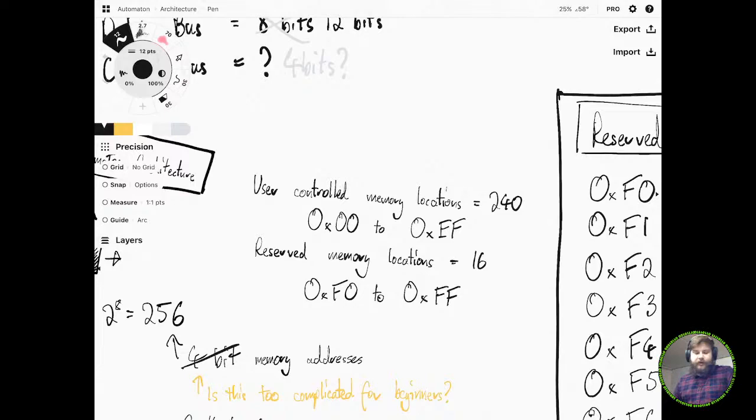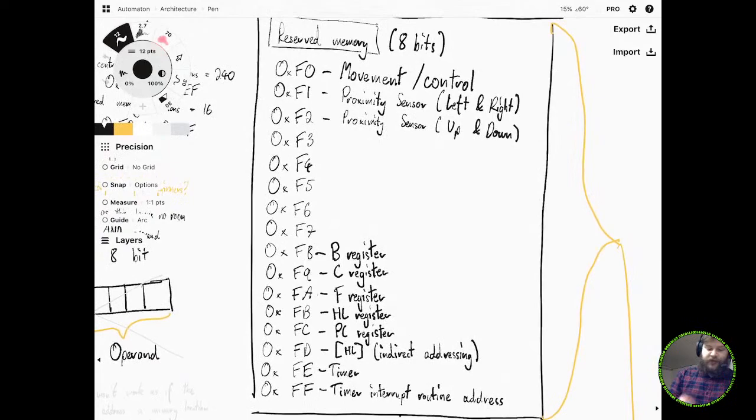So if we've got 256 memory locations, I was thinking we could have the first 240 memory locations, aka hash 00 to hash EF, as user defined memory locations, aka RAM, right? The user can do what they want with them. And then I wanted to have this reserved memory from F0 to FF, so the last 16 memory locations. The reserved memory table that I was originally working with has changed a few times. But basically, I wanted that movement control and the proximity sensor to go in here instead.